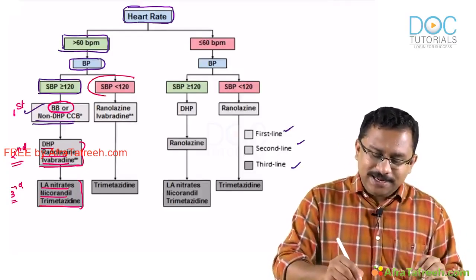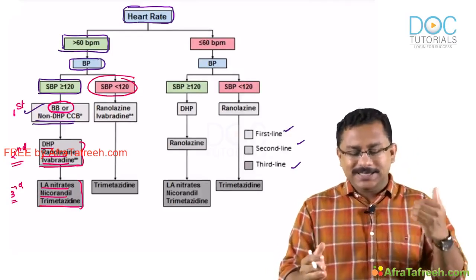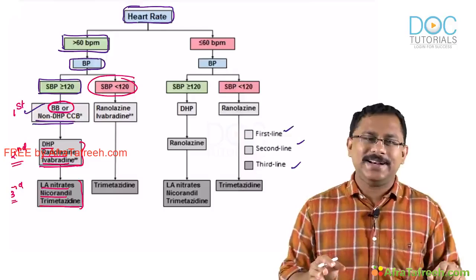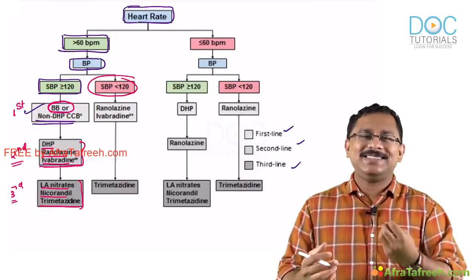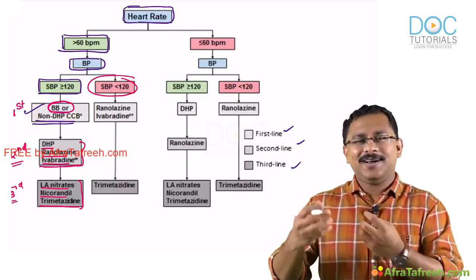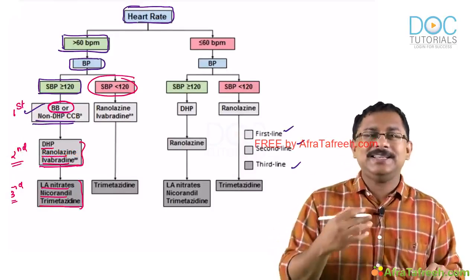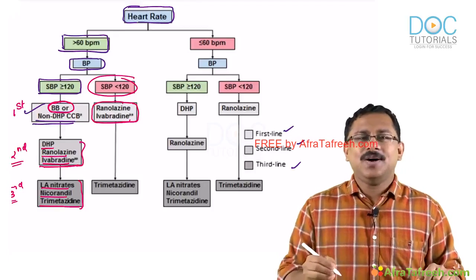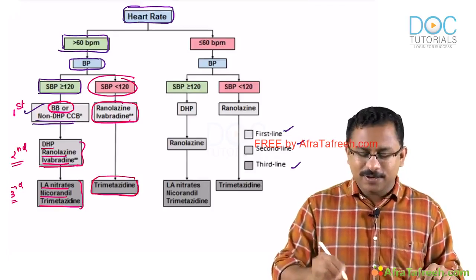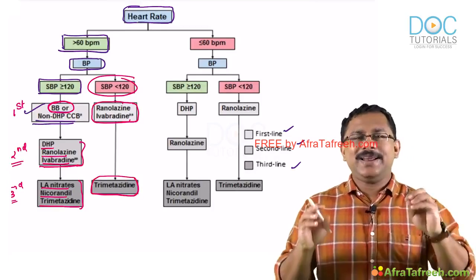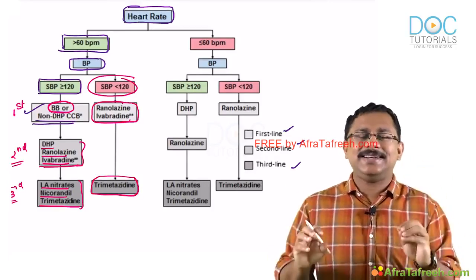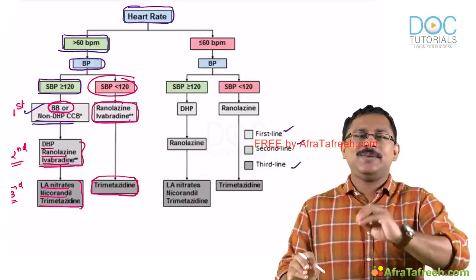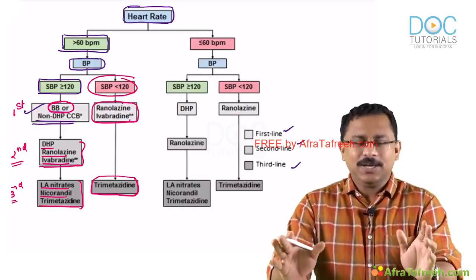But if the heart rate is more than 60 but the blood pressure is less than 120, suppose the patient's blood pressure is on the lower side, there again there is a problem with agents like a beta blocker or a calcium channel blocker that would decrease the blood pressure. So you will go for agents like ranolazine or ivabradine, or maybe drugs like trimetazidine. Remember I told you ranolazine and trimetazidine have no negative inotropic action, so you can safely use them in patients with a lower blood pressure also.